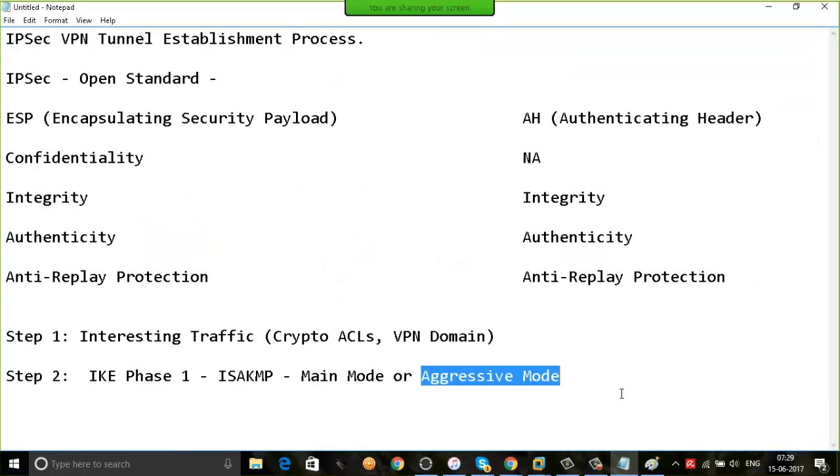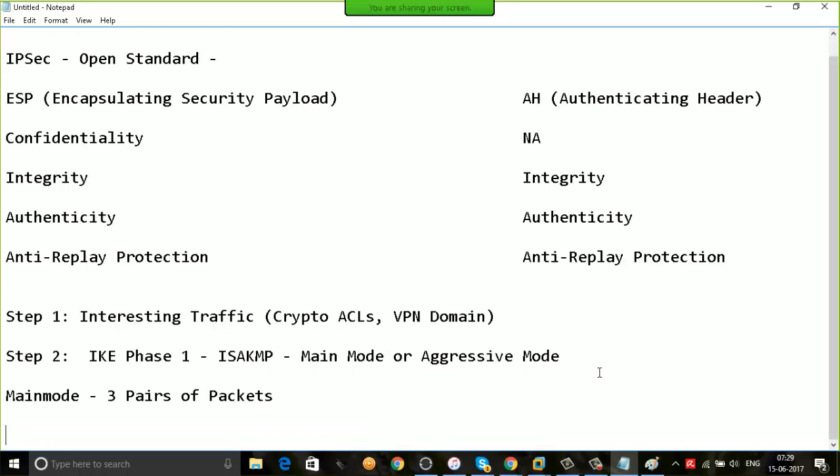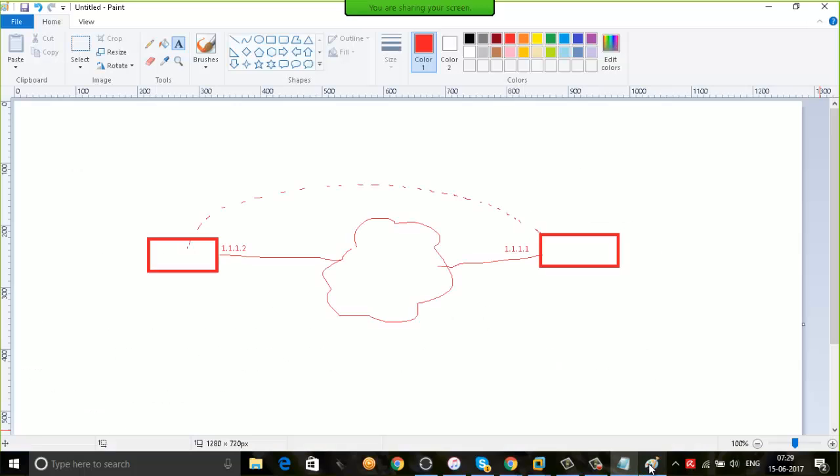So in case of a main mode, 3 pairs of packets are going to be exchanged. In case of aggressive mode, just 3 packets are going to be exchanged. Exactly. In main mode, it takes its own time for the negotiation to identify, authenticate, and negotiate the parameters. Aggressive mode, everything needs to be pushed in a packet. The initiator come up with all the possible options, what all I support. In case of a main mode, what will happen? One by one it will be exchanged.